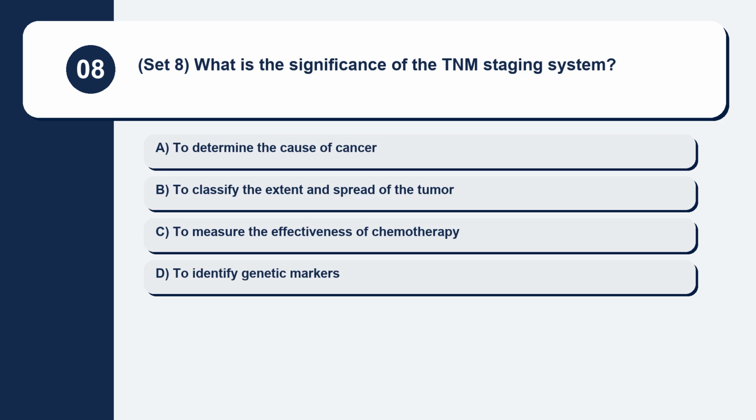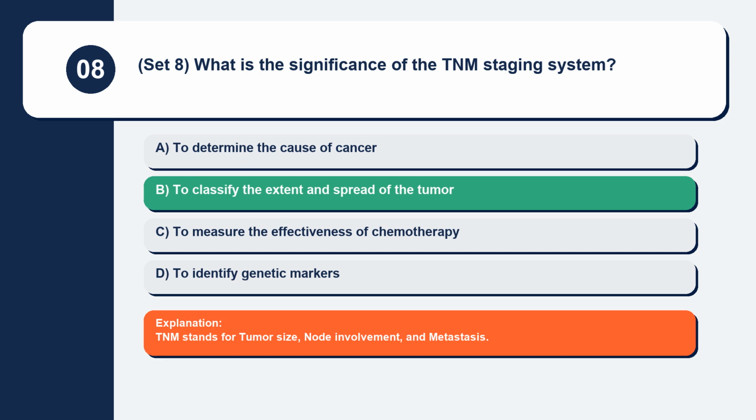Question 8. Set 8. What is the significance of the TNM staging system? To determine the cause of cancer, to classify the extent and spread of the tumor, to measure the effectiveness of chemotherapy, to identify genetic markers. TNM stands for tumor size, node involvement, and metastasis.